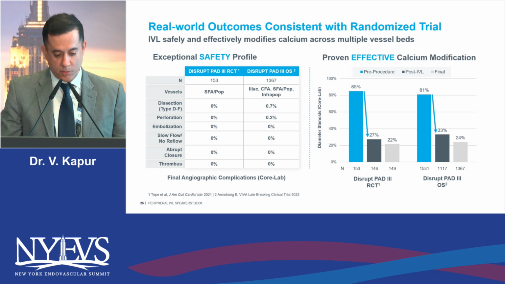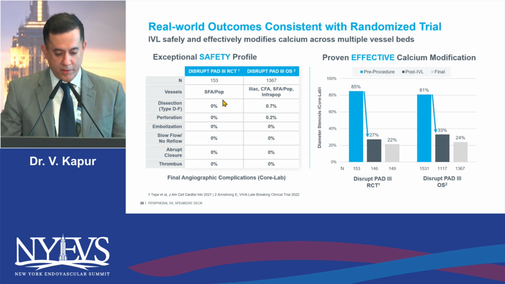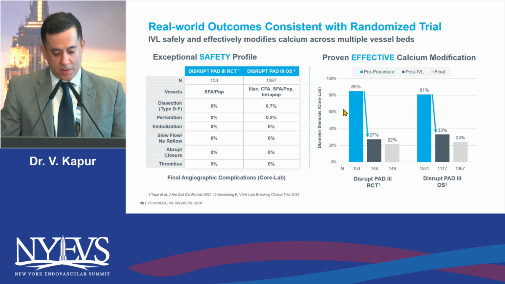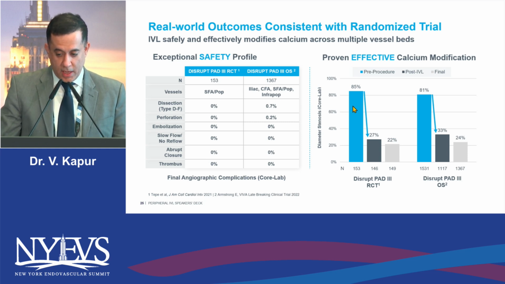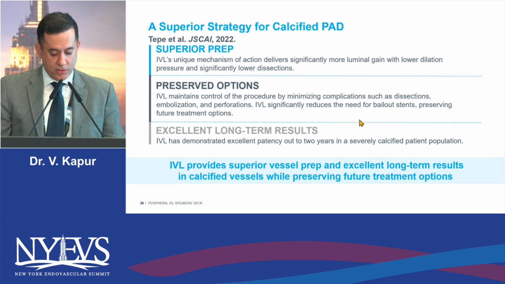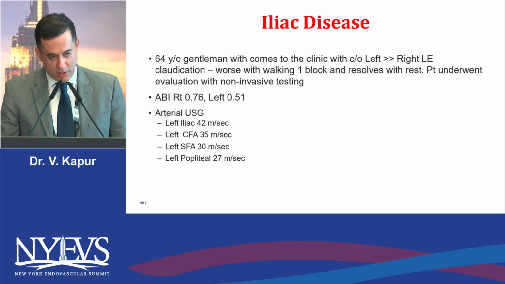As with any device, we want to look at whether the safety profile is comparable. So they also did a safety analysis, and they found an exceptional safety profile, where you can see the dissections, perforations, embolizations, slow flow, abrupt closure, thrombus, all were essentially zero or near zero, both in the randomized trial as well as in the observational study, with effective calcium modification in the IVL arm in both studies as well. So essentially, IVL provides superior vessel prep with excellent long-term results in calcified vessels while preserving future options as well. Just to give you an idea of how we've used IVL.